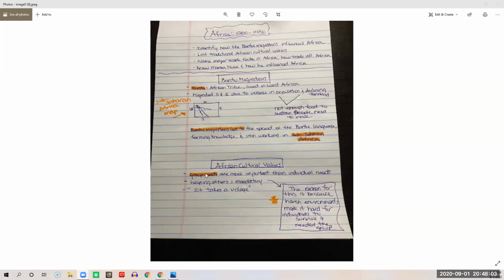So I'm not highlighting everything, right? I'm not always using complete sentences, but this would be enough for me to go back and understand what the Bantu migrations were, what common African cultural values the Africans had, and then be able to explain why. Why were the Bantu migrations important? Why did Africa have common cultural values, or at least sub-Saharan?